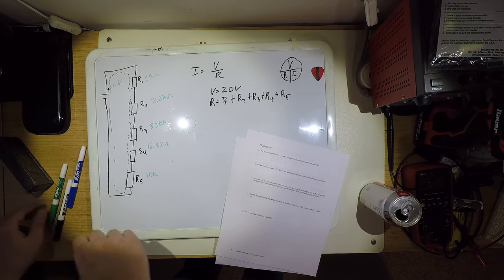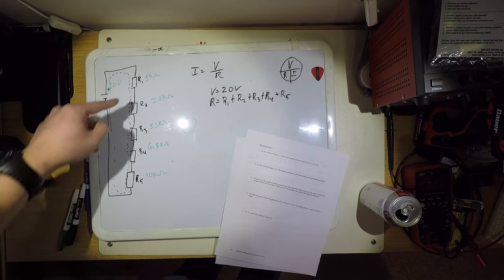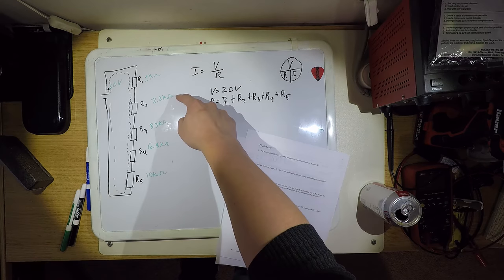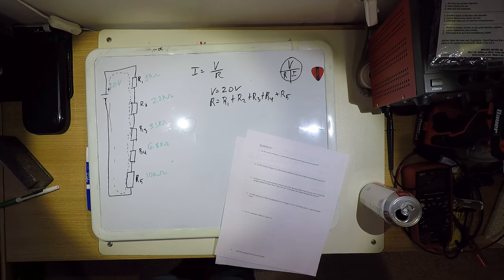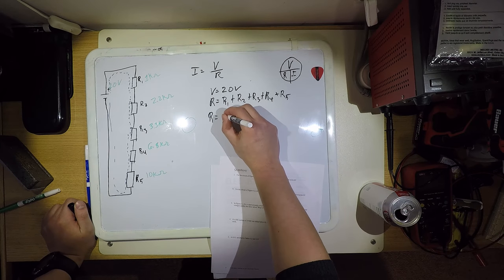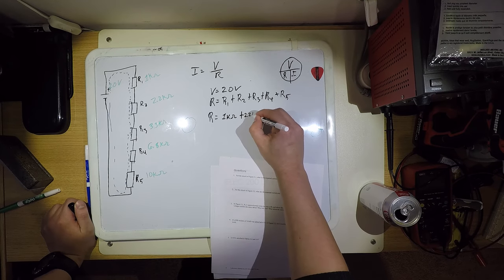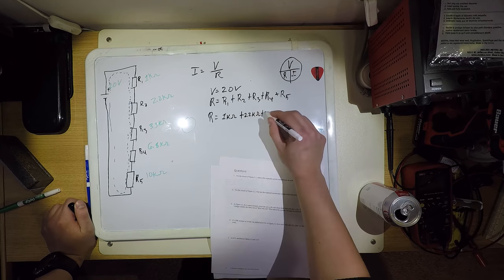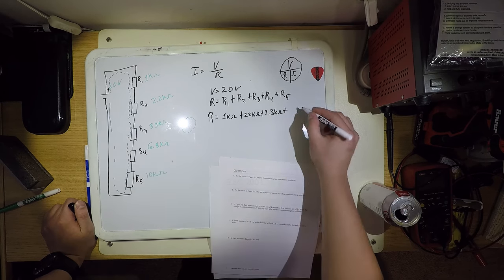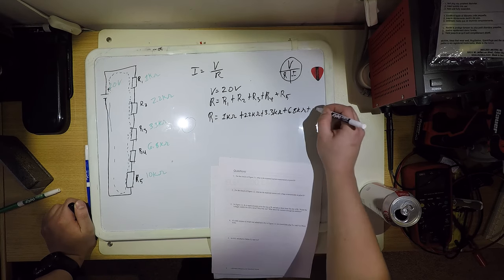So we now have a 10 kilo ohm resistor for R5. In this case, let me just draw that out. R is equal to 1 kilo ohm plus 2.2 kilo ohms plus 3.3 kilo ohms plus 6.8 kilo ohms plus 10 kilo ohms.